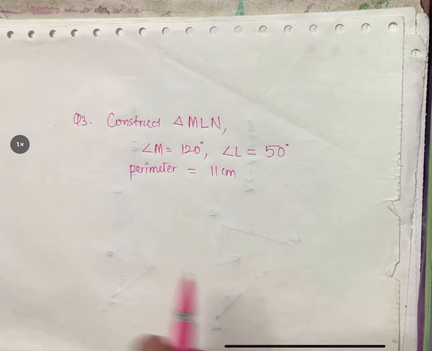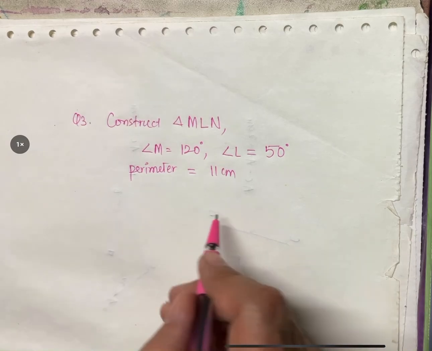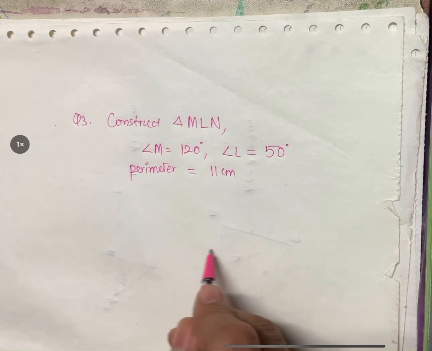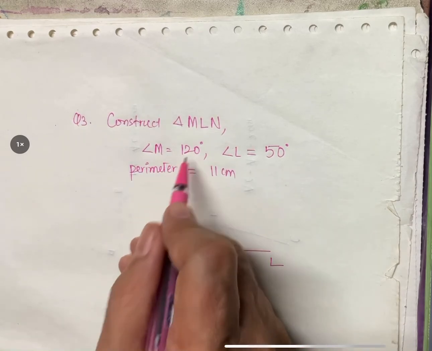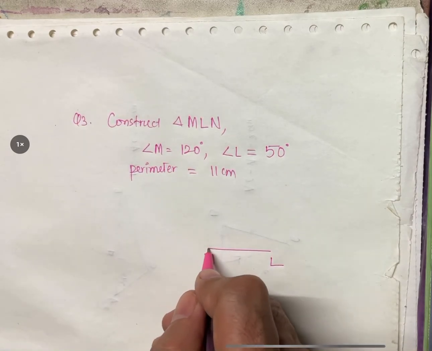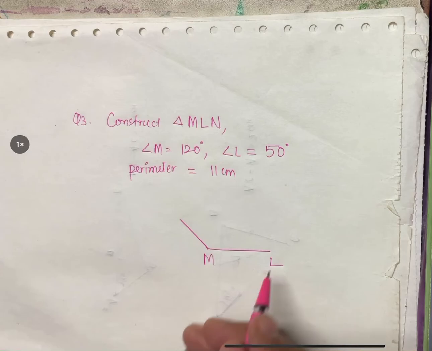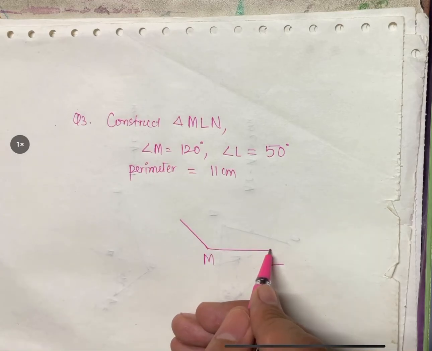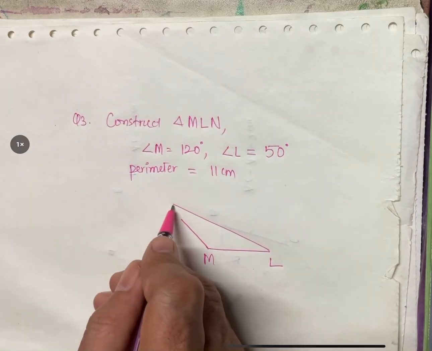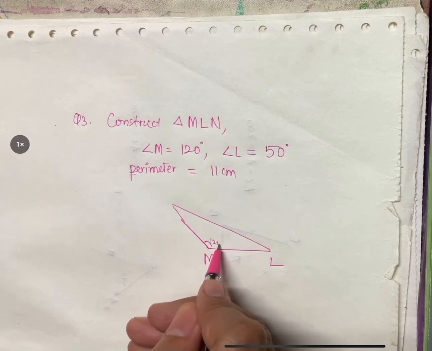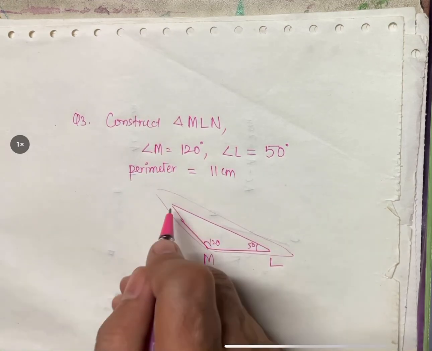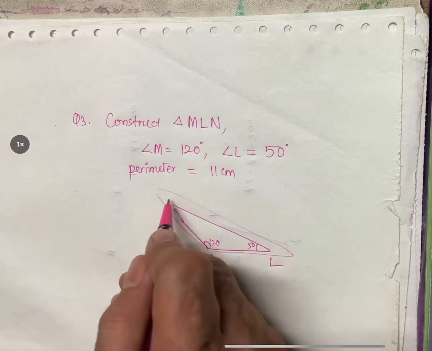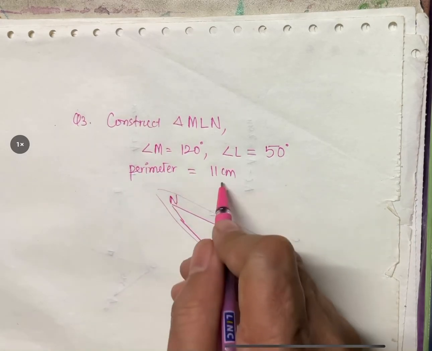We can make a very rough figure also. It will be something like this. If this is your M, this is your L, M is 120, which will be like this. L is 50, which will be like this. 120, 50, and the sum of these three sides, this will be MLN. The sum of these three sides is 11 centimeter.